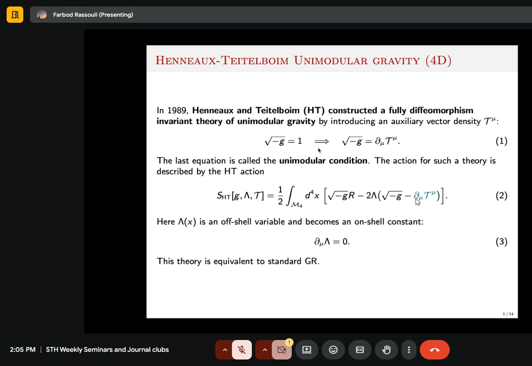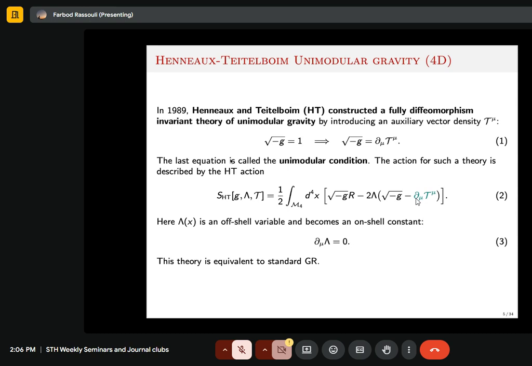And how do you do that? Basically, they change the unimodular condition, square root of minus g equals 1, to square root of minus g equals this partial mu of T mu, a vector density type. Basically, this restores the diffeomorphism, and we call it the unimodular condition. And this is exactly as GR on shell. Classically, 100% it is GR.